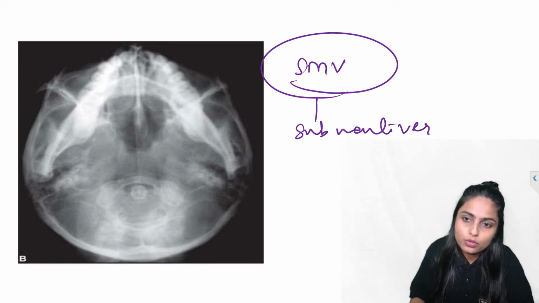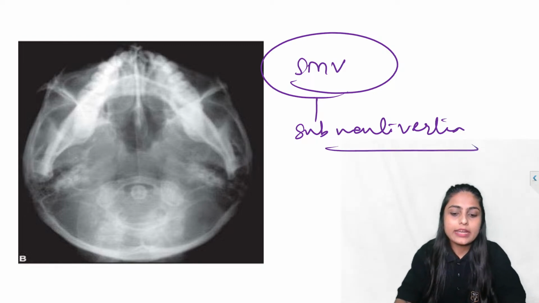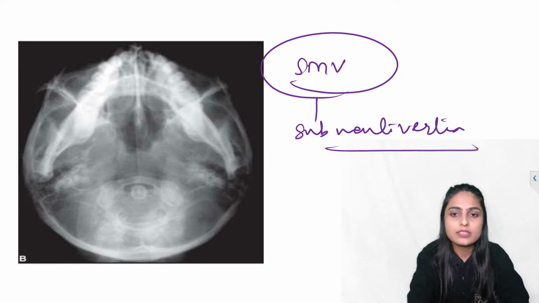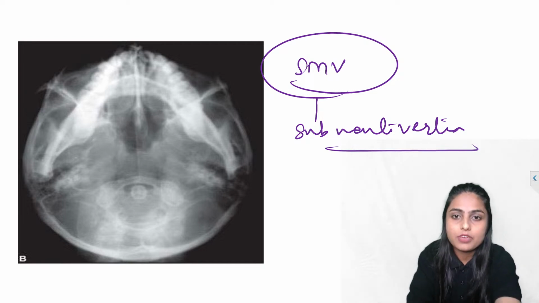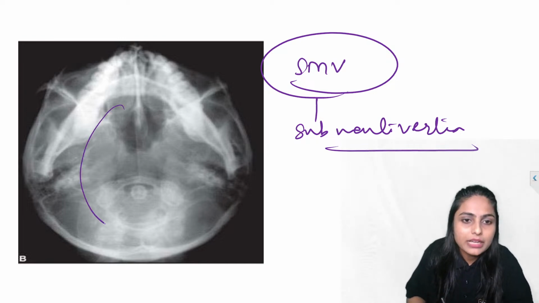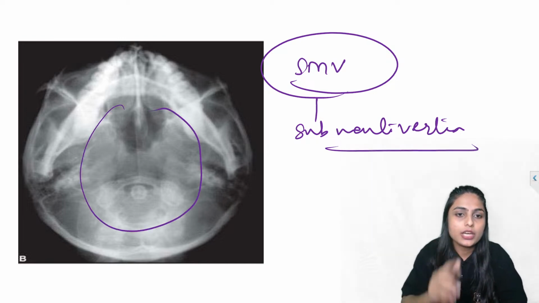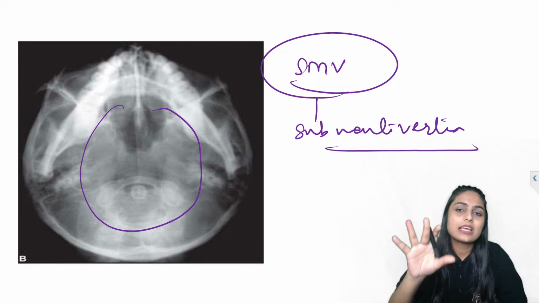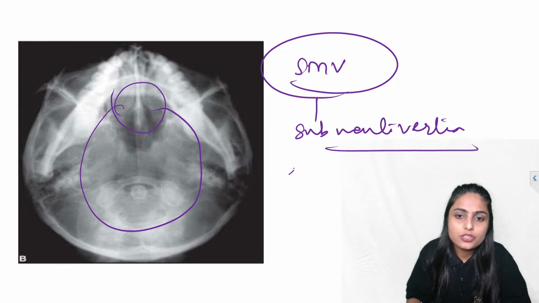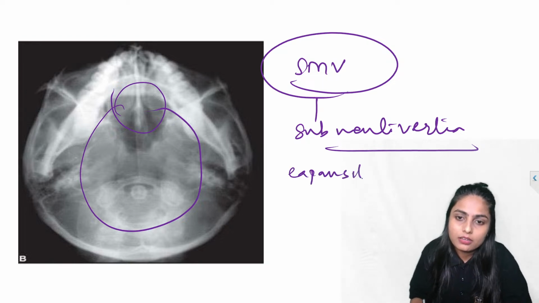Submento vertex view. Submento vertex is done to check the base of the skull, right? Base of the skull check करने के लिए we take SMV. In SMV, you can see the complete base of the skull is appreciated, and the expansile lesion in the palatal region is also seen. So you can check expansile lesions in the palatal region, right?